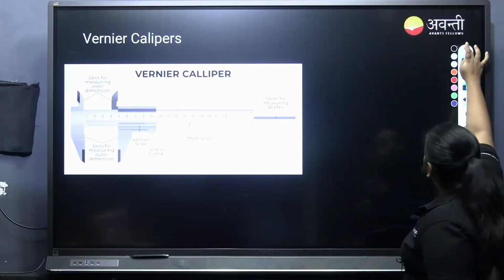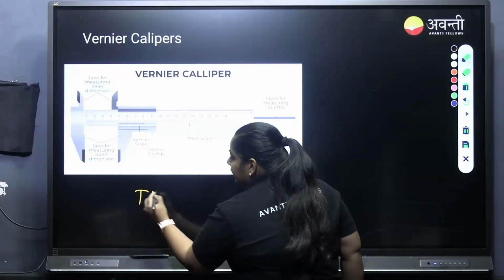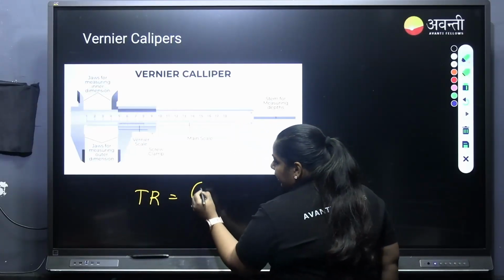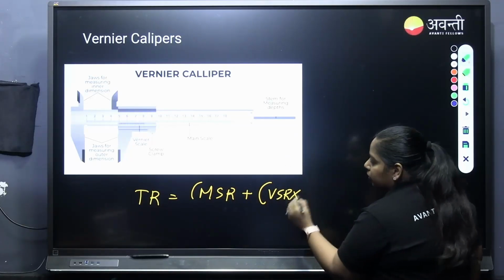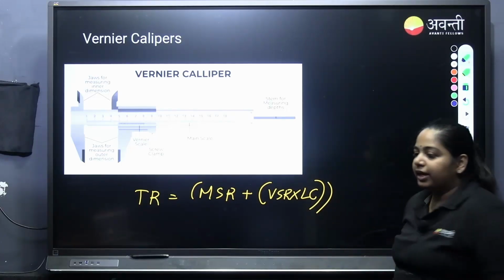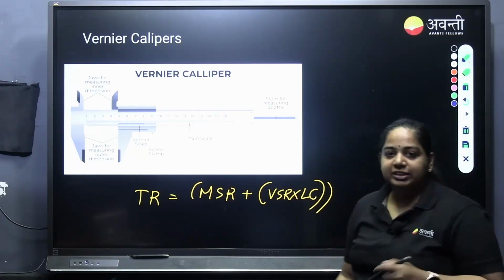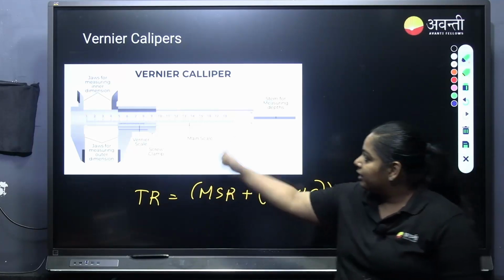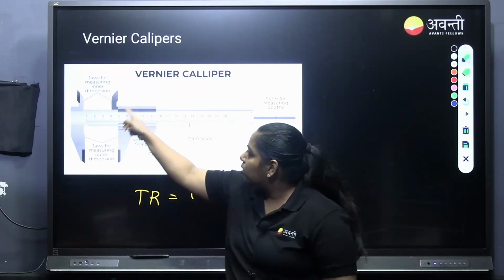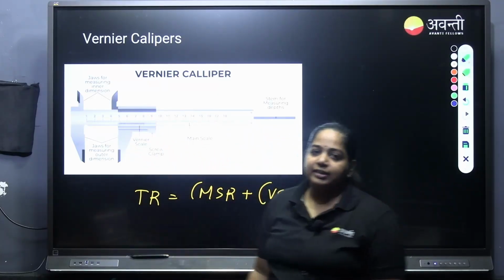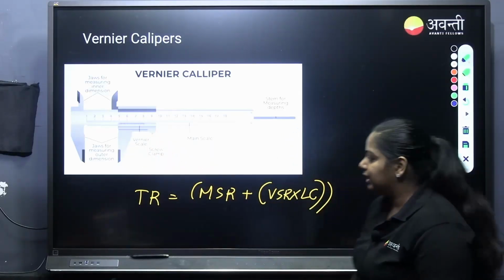Now if you are seeing vernier calipers, you know one equation: total reading equals MSR plus VSR into LC. This equation everybody knows, you have used it in your physics practical time. MSR is the main scale reading, and this small one is the vernier scale, and that reading is the vernier scale reading. You know how to take that, so I am not going deep into those things.